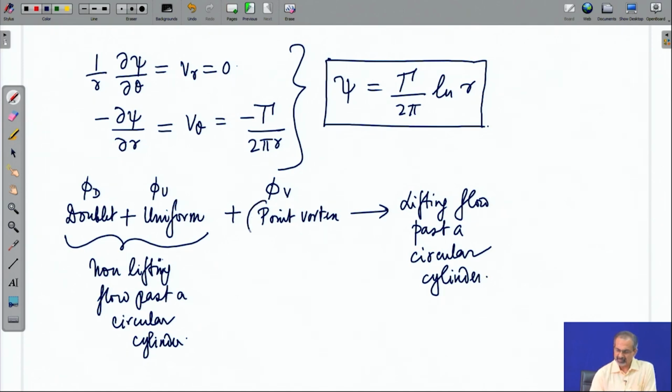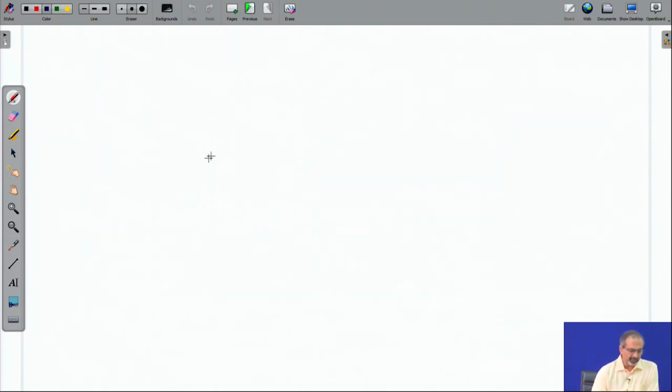That means addition of the point vortex brings in circulation, which is connected with the lift. How do the flow patterns really look like in that case? So, you can imagine the cylinder which is formed due to the interaction of the doublet with the uniform flow, and now you have additionally the point vortex, which brings in the effect of circulation.